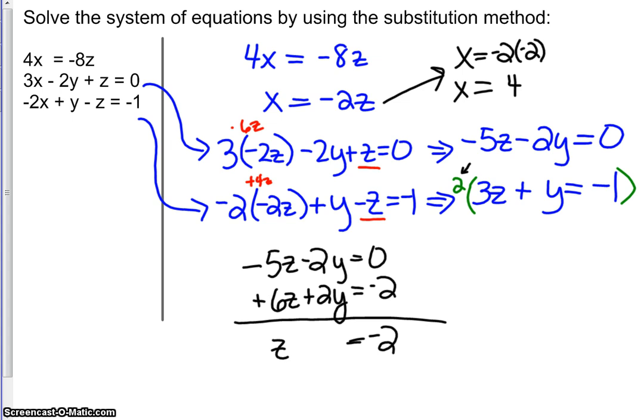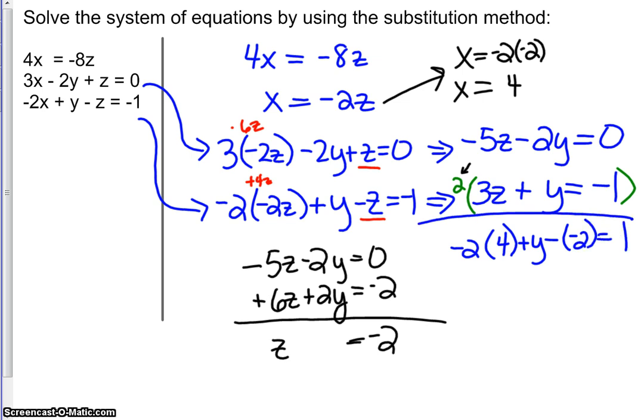I need to figure out what is y. Well, I can look at the bottom equation. I can say negative 2 times x. Well, I know now that's 4, plus y minus z, and I know z now is negative 2, equals negative 1.